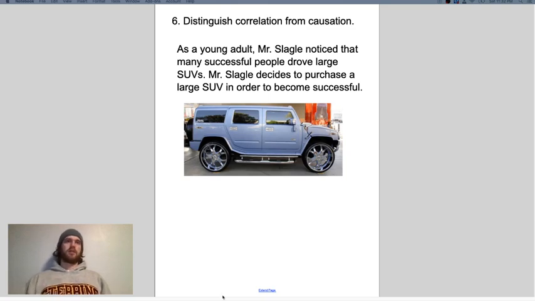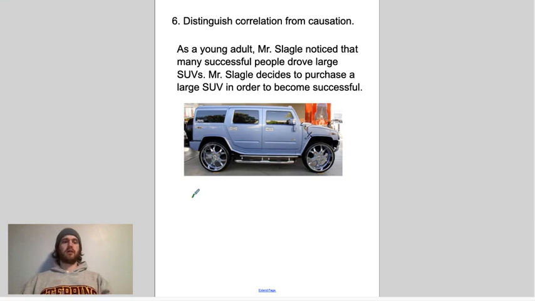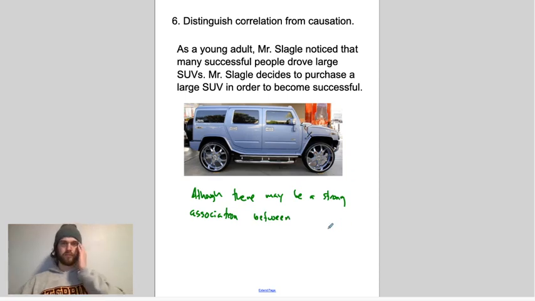So the way that you argue this is, basically all you have to know is that although there may be a strong association between success and SUV ownership, I will say financial success.